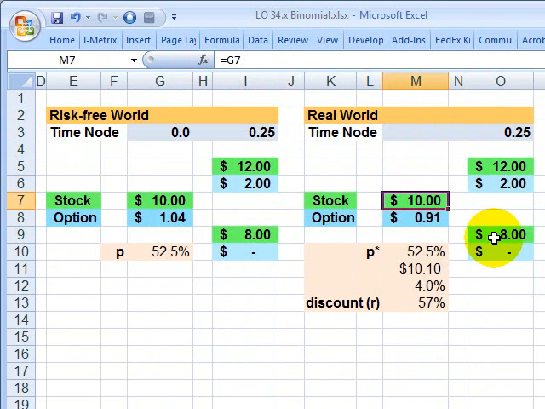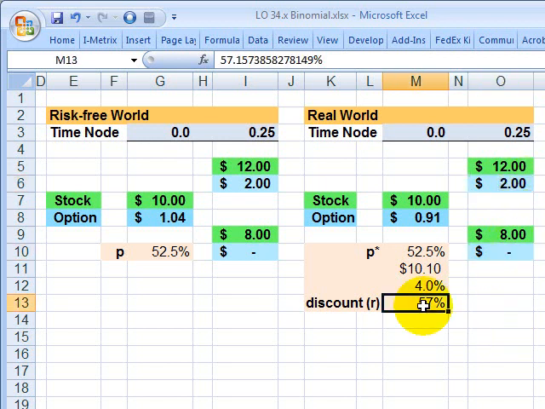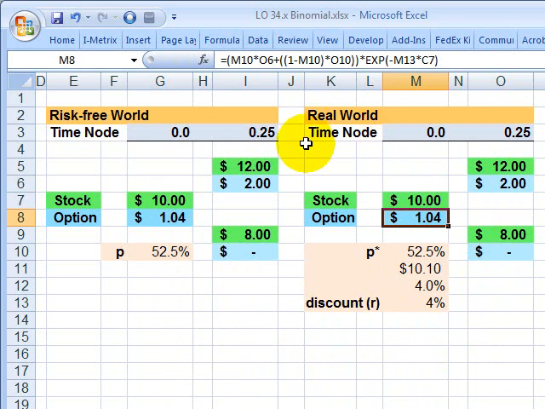Okay, so we still have the stock starting at 10 today, and going up to 12 or down to 8. So we still have a future intrinsic price on the stock under the binomial of either 2 or 0. Let me just change the discount rate to 4% so it's consistent with the risk-free world. Now, in the real world, let's try to make a more realistic assumption.